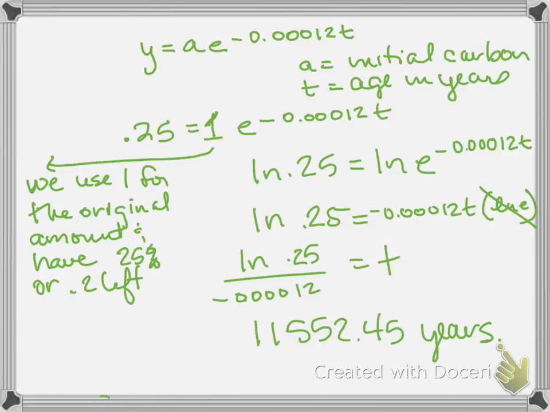So to me, this makes the equation a lot easier. Notice the first thing that I did is I took the natural log of both sides. I brought my exponent down to be my coefficient. I divided and I solved for t. And so we find that theoretically, it's taken 11,552.45 years to reach only 25% remaining of the material.